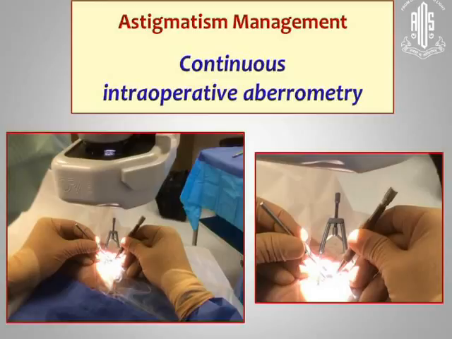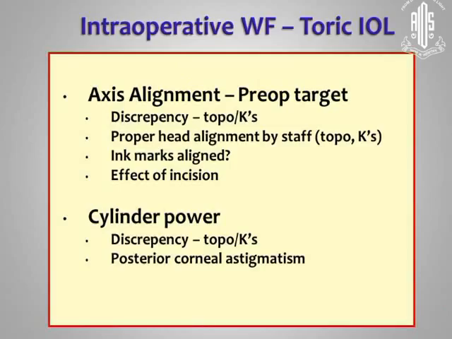This is the third generation of Aura, and we can now look at continuous intraoperative aberrometry readings. It's like an auto-refractor that is continually displaying things. And so I use it for axis alignment. These are the problems that we have.